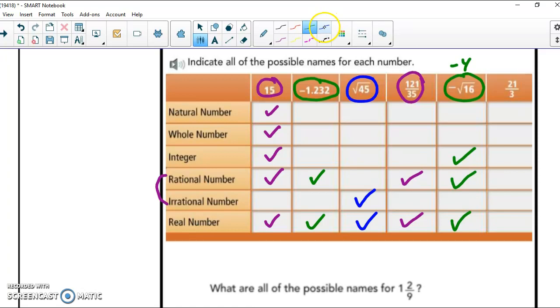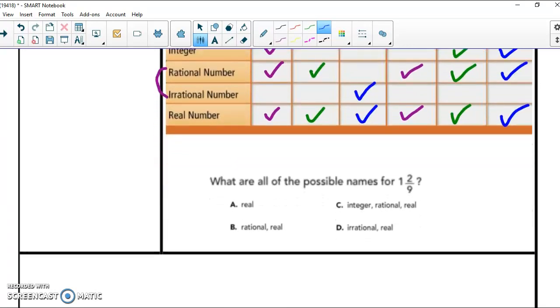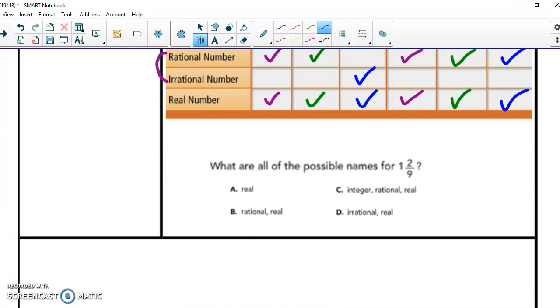And finally, 21/3. I can simplify this to 7, which is a counting number, and a whole number, and an integer, and a rational number, and a real number. But since it's rational, it cannot be irrational. I think you guys have the hang of it, but pause the video and try this one on your own. All the possible names for 1 2/9.